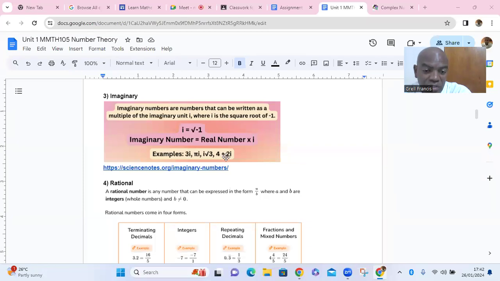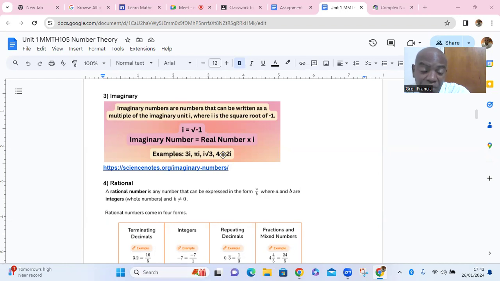Now, here you see 4 plus 2i. 4 plus 2i is more accurately called a complex number, because it has a real part and the imaginary part 2i. It's the imaginary part that is 2i. So I'm not too sure why this person put 4 plus 2i there, because that's a complex number. So please take note of that.